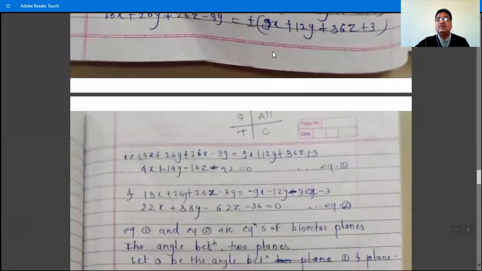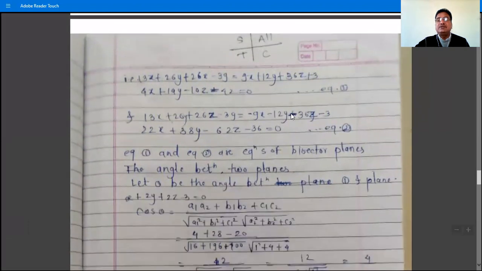So after the negative effect of negative on RHS, we have this. All the terms are negative. And then after shifting the terms to LHS, we have this answer: 22x plus 38y. That is, 13x plus 9x is what? 22x. Then 26y plus 12y becomes 38y.